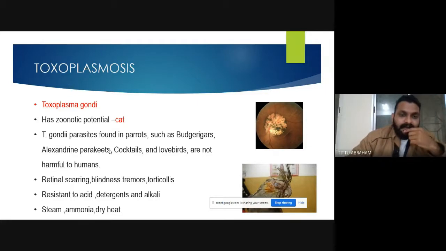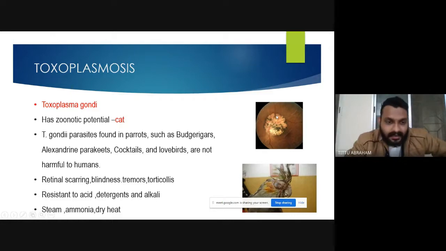But luckily, this is not found to be zoonotic in parrot species, because it has been found in budgerigars, Alexandrine parrots, cockatoos, and African lovebirds, but they have not been found to cause infection in humans. What they cause is retinal scarring. You can see this is the image from an ophthalmoscope. You can see this retina is being scarred or damaged by this toxoplasma.